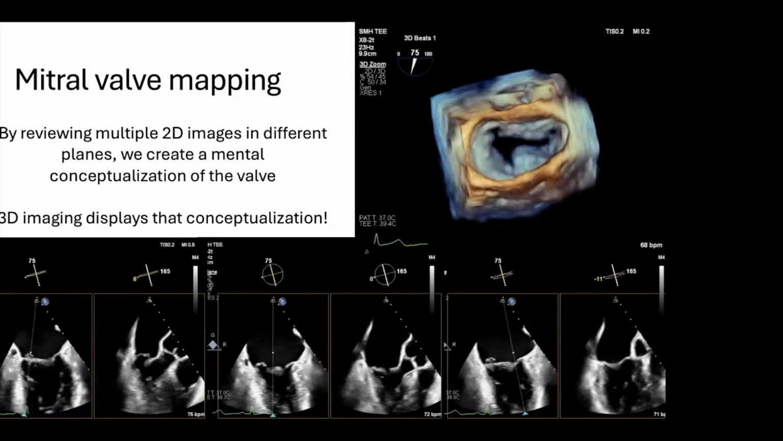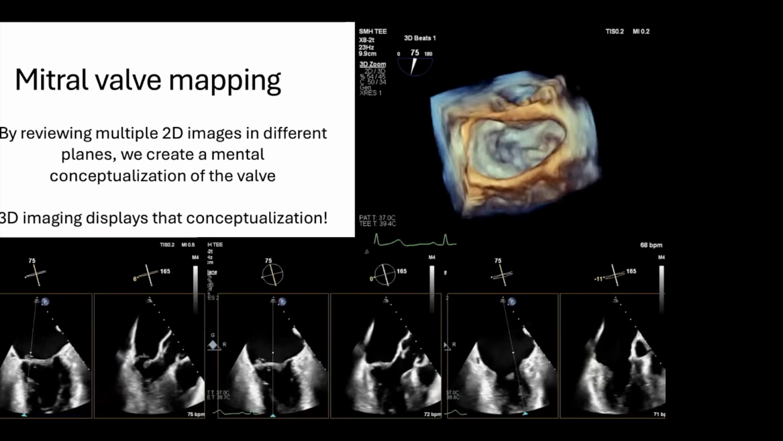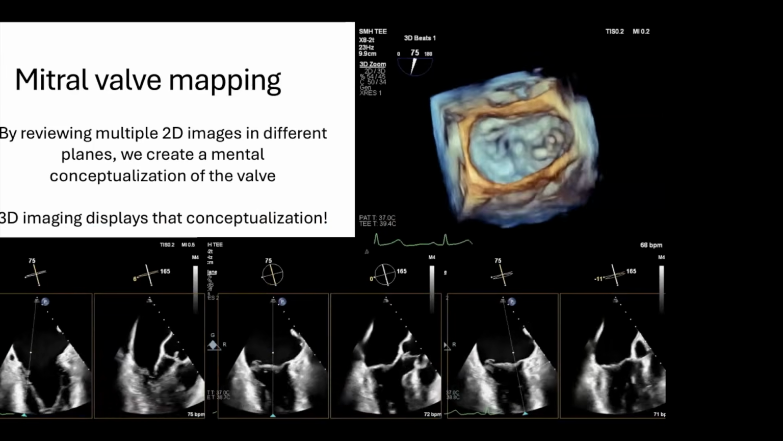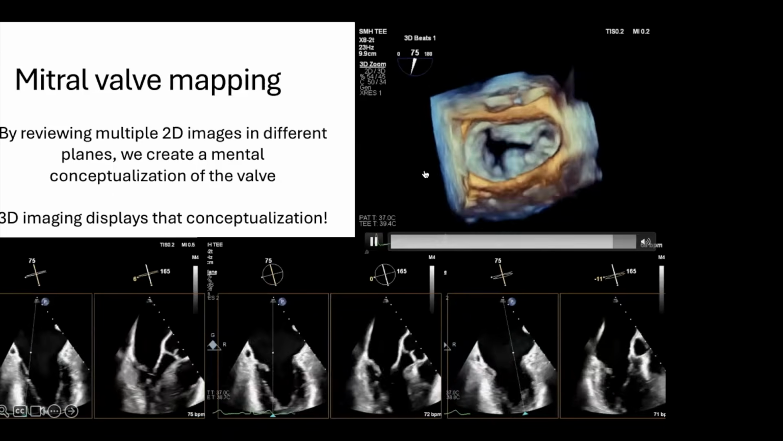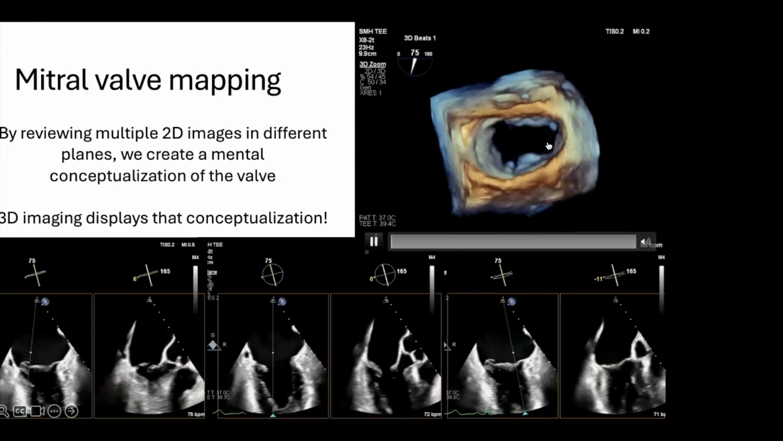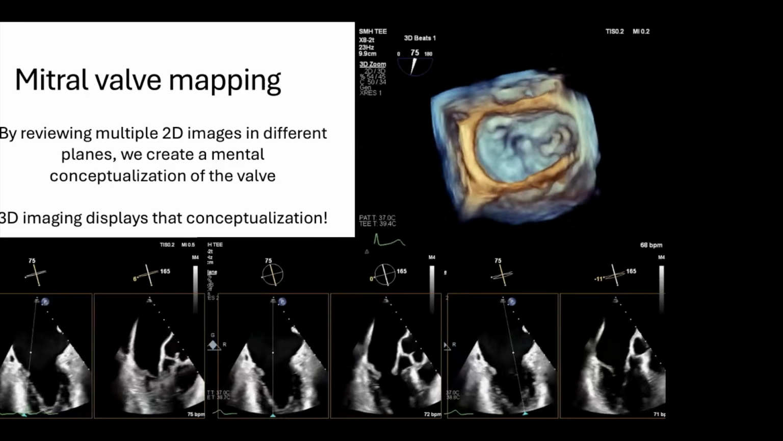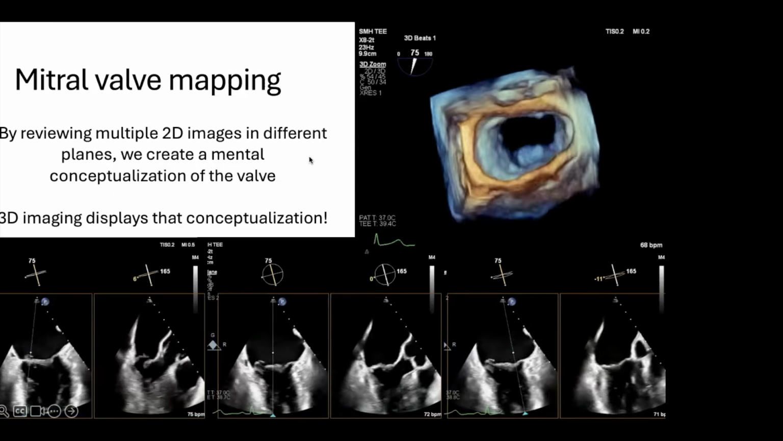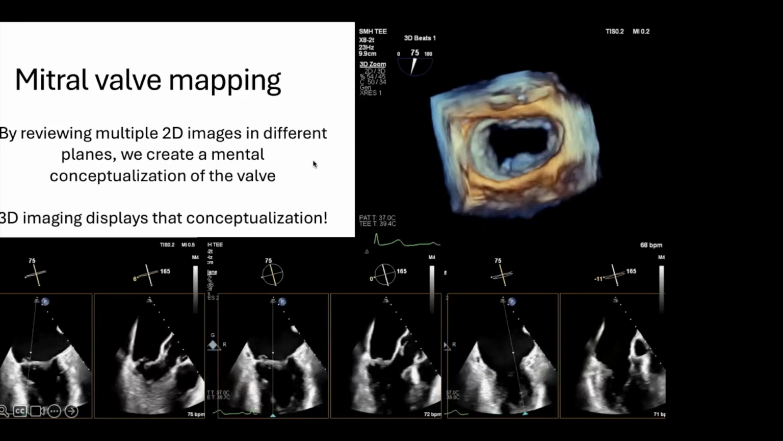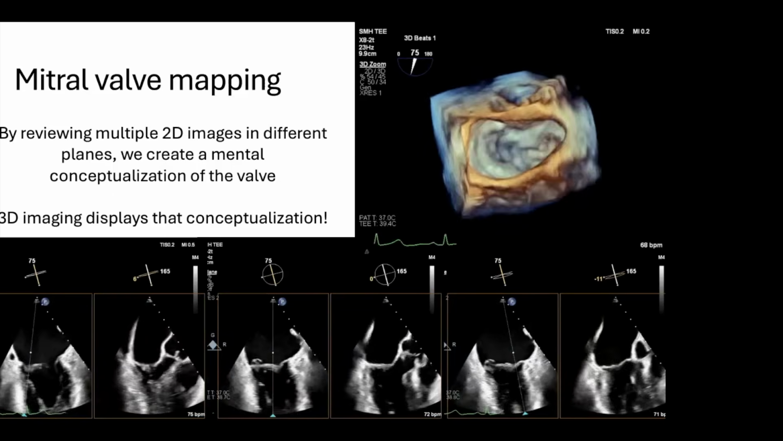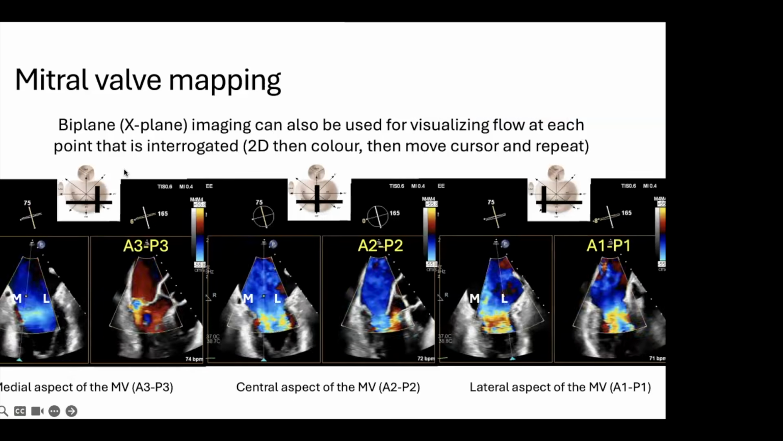And so, when we are doing mapping and we're looking at images in 2D, we're trying to build this picture in our mind of what the valve looks like. And that's one of the handy parts of 3D. Right away, just by producing a high quality 3D image, you can see this flail and prolapse segment of the posterior leaflet. It's obvious what the problem is here, right? While the resolution and the quality with 3D imaging is not as good as 2D imaging, it produces a big picture image to understand pathology, and that's where I think its use really comes in.